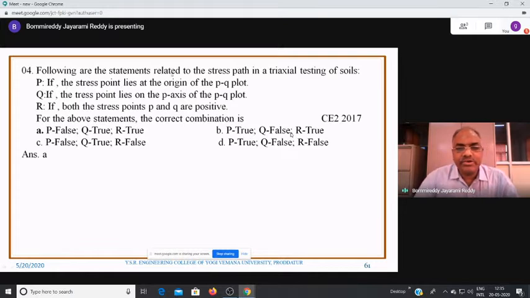Following are the statements related to the stress path in triaxial testing of soil. What are the things? P. If the stress at a point lies on the origin.